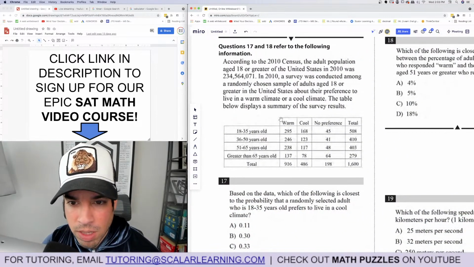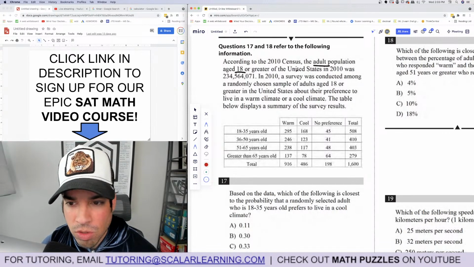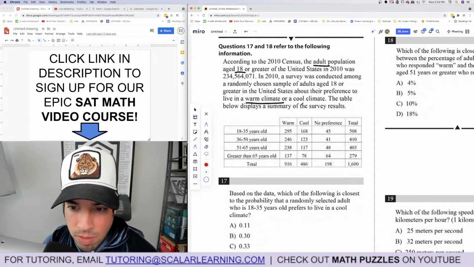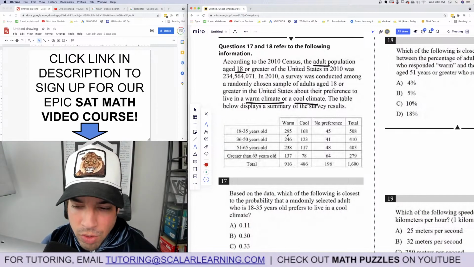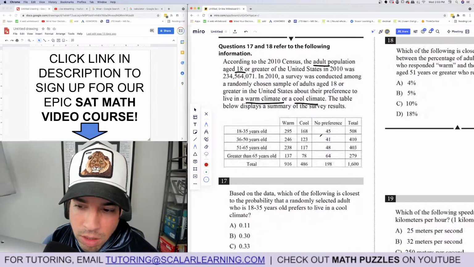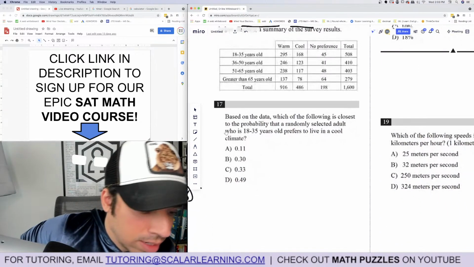Questions 17 and 18 refer to the following information. According to the 2010 census, the adult population aged 18 or greater was... A survey was conducted among randomly chosen adults of 18 or greater in the United States about their preferences to live in a warm climate or a cool climate. Okay, so you see this. More people like warm, obviously, and then no preference, cool. I always like to get my head around the table and kind of understand it before I dive into the question.